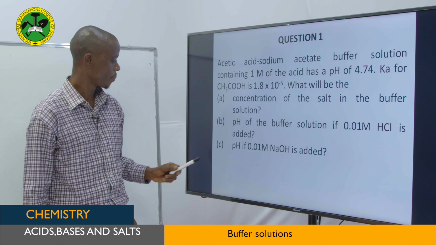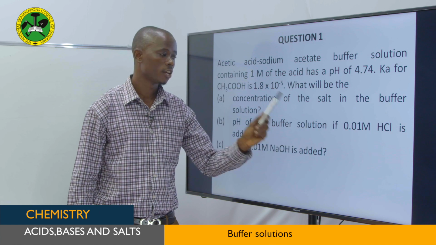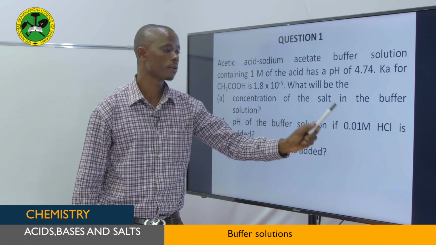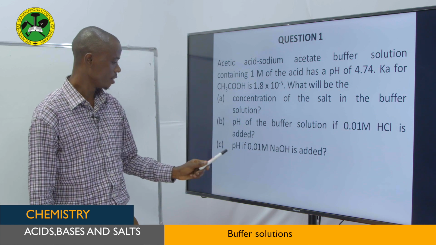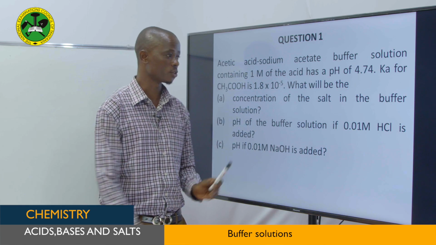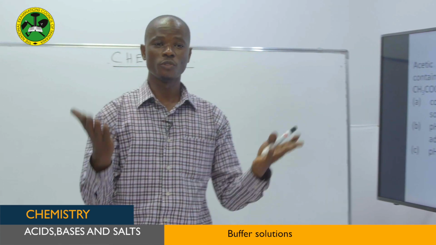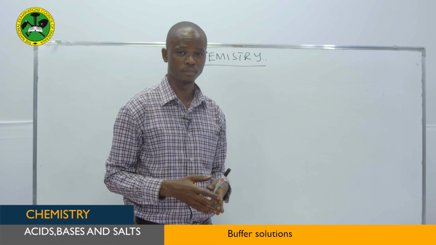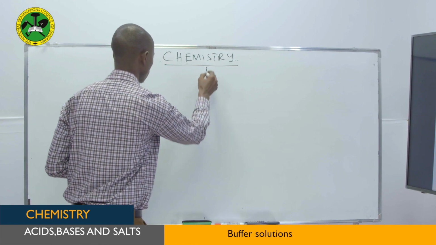That is number 1. Number 2, the pH of the buffer solution if 0.01 molar hydrochloric acid is added. But number 3, the pH if 0.01 molar sodium hydroxide is added. So this is the question. Now, this question is also very simple. There is no problem. You can solve it as follows. Let's be together to solve this problem.